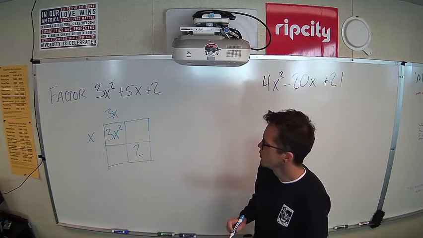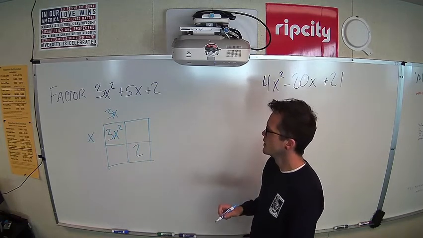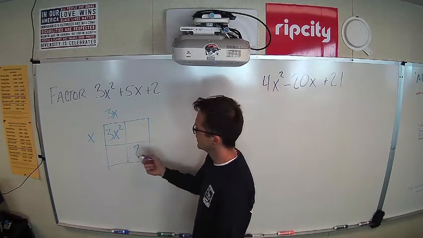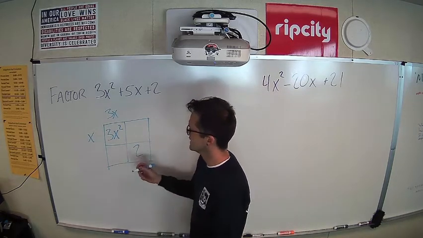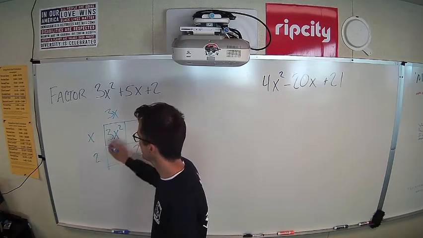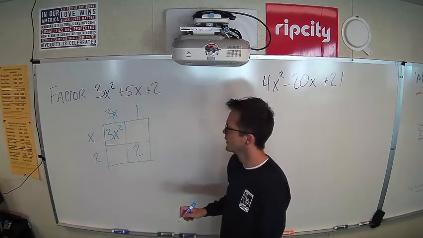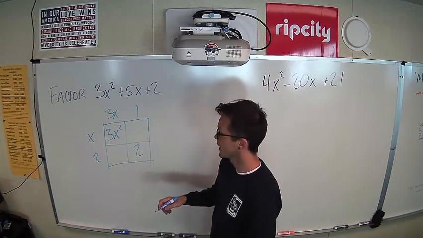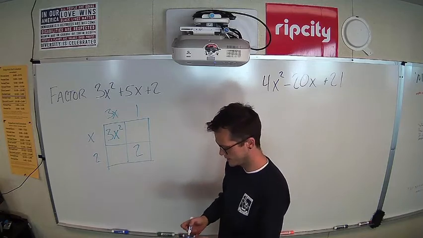Let's see what we can do here. I think I see it. So what if I did a 2 here and a 1 here? Well, 2 times 1 is 2, so that works. And let's fill in the other boxes and see what happens.